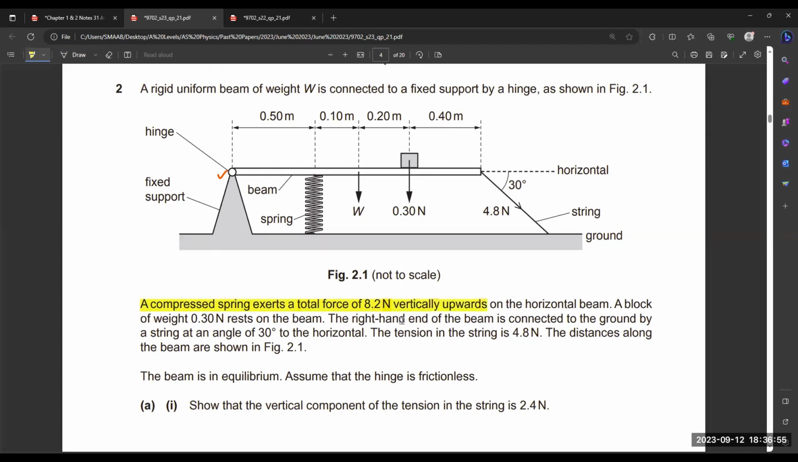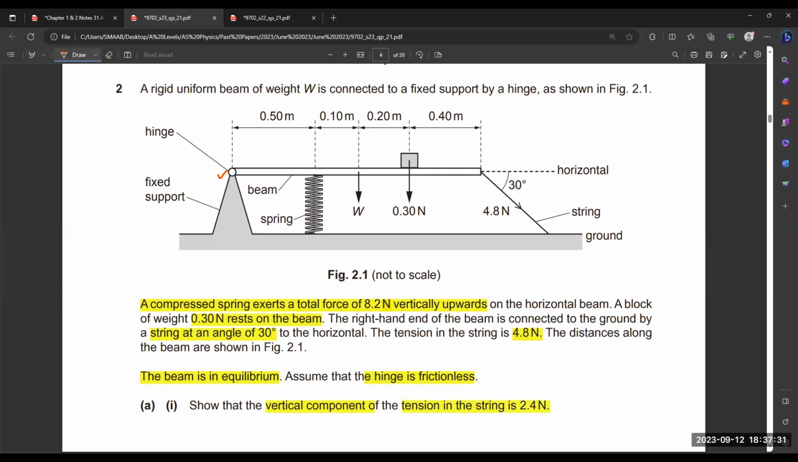On the horizontal beam, a block of weight. This is the weight of the block. And the right hand side of the beam is connected to the ground by a string at an angle of 30. So the string is connected at an angle of 30. The tension is 4.8. The distances along the beam are shown in the figure. The beam is in equilibrium. Okay, so we are able to use the principle of moments. Assume that the hinge is frictionless. Okay, no friction included. Show that the vertical component of the tension in the string is 2.4 Newton.